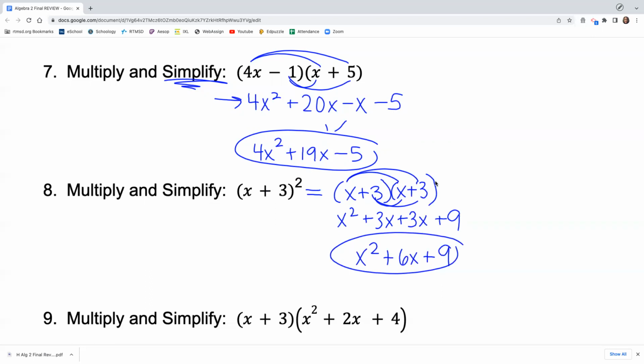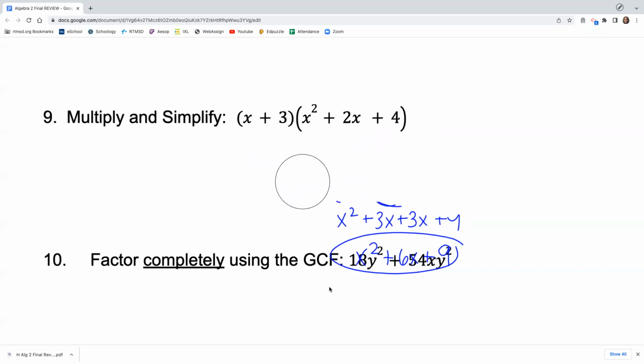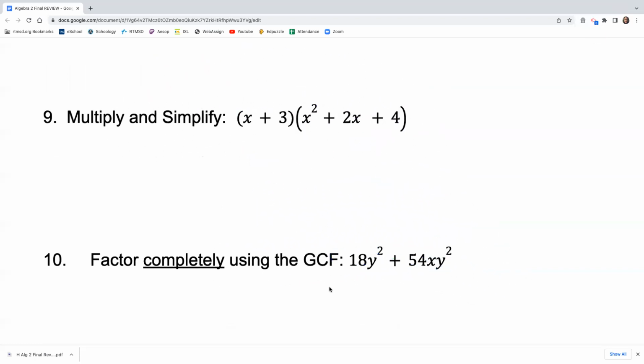Number 9, the directions are again the same. We are still multiplying and simplifying, but we're now multiplying a 2-term polynomial times a 3-term polynomial. There's no acronym to remember how to do this. So you just kind of have to understand that when you're multiplying one polynomial by the other, you multiply each thing by everything in the other one. So I multiply x times x squared, x times 2x, and x times 4 first.